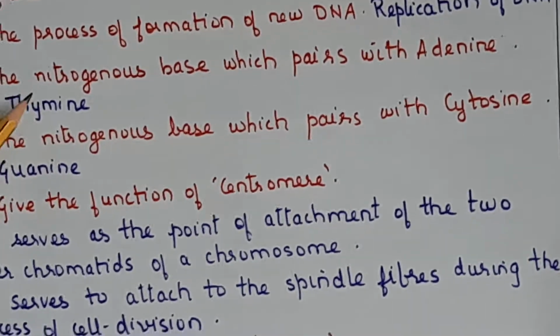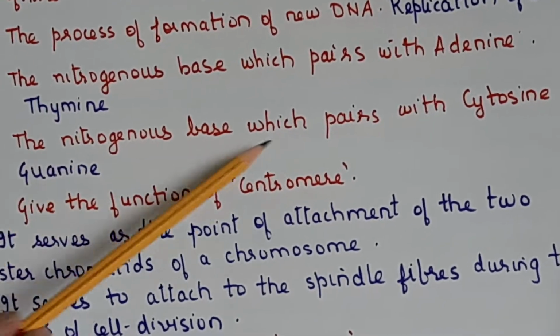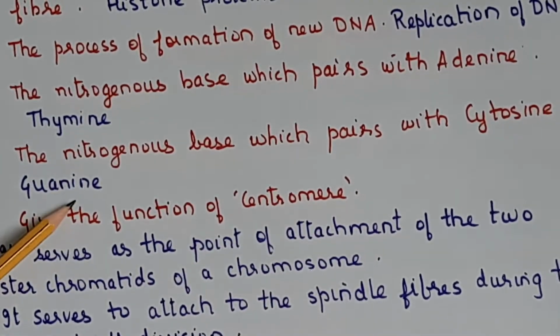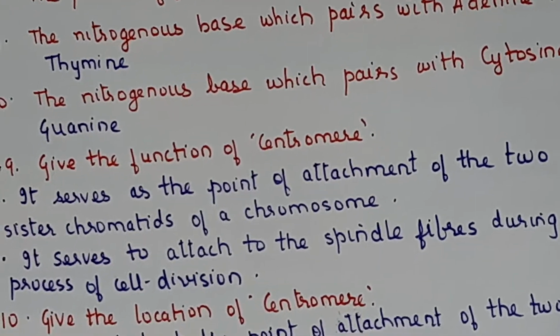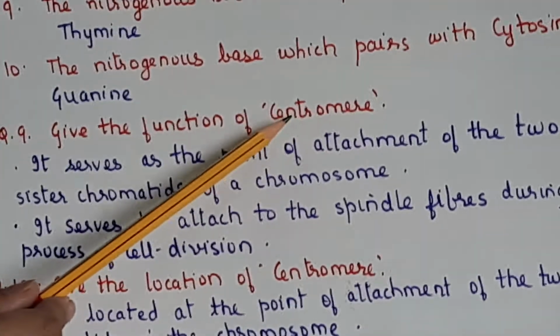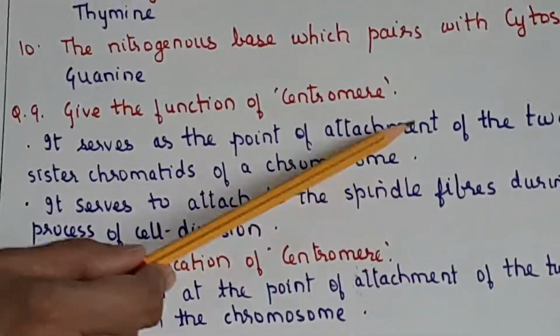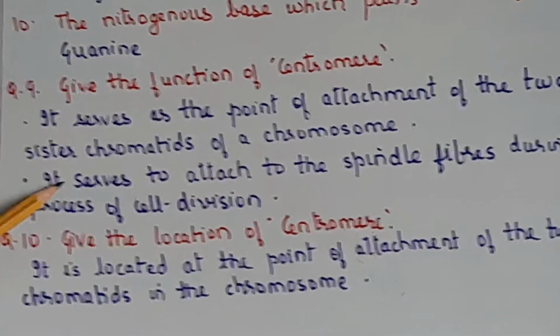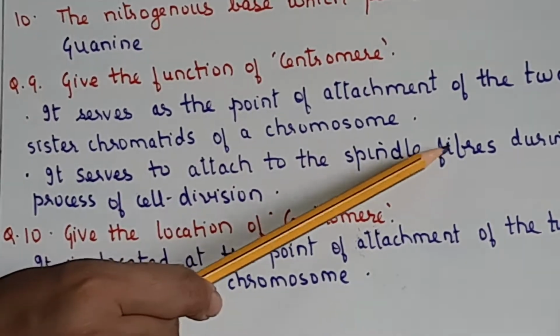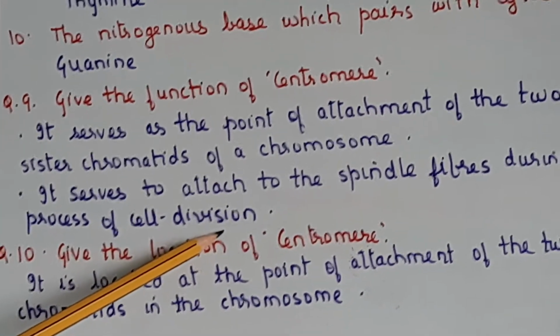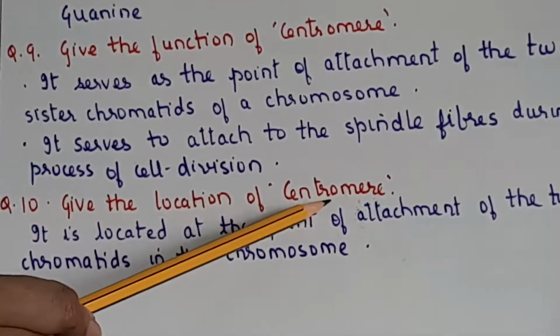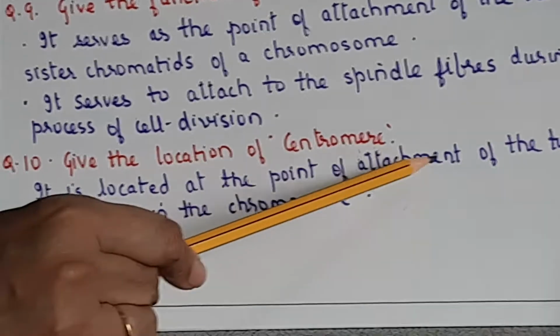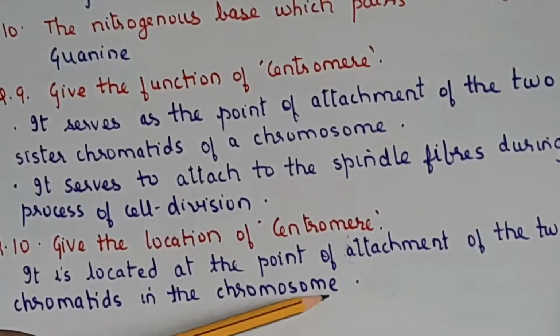Nitrogenous base which pairs with adenine is thymine. A will always pair with T and C with G. So which pairs with cytosine is guanine. Okay. So these are named the following. Then next question, give the function of centromere. Again, very important. It serves as the point of attachment of the 2 sister chromatids of the chromosome. Any one function you have to write, or it serves to attach to the spindle fibers during the process of cell division. Okay. Then next is give the location of centromere, located at the point of attachment of the 2 chromatids in the chromosome. Okay. Now we'll have a look at the next part.